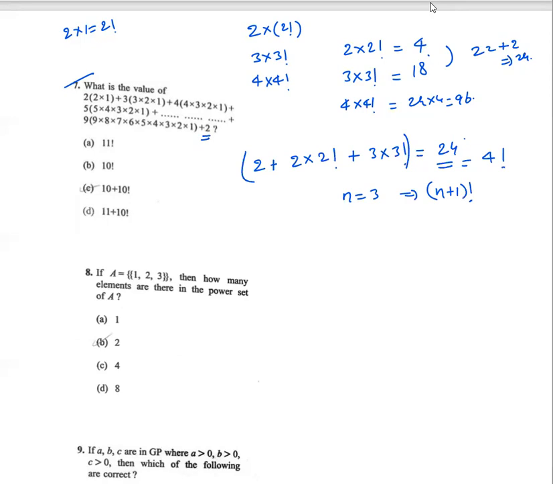So similarly, 2 plus 2 into 2 factorial plus 3 into 3 factorial plus 4 into 4 factorial will be equal to 5 factorial, isn't it? So you can check here, 96 plus 18 plus 4 is 118, plus this constant 2 will give you 120. So 120 is 5 factorial. Therefore, the answer is (n plus 1) factorial. Now n is equal to what? The maximum value is 9. So (9 plus 1) factorial is equal to 10 factorial. So the answer is 10 factorial, which is B.